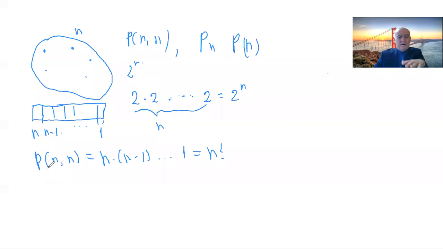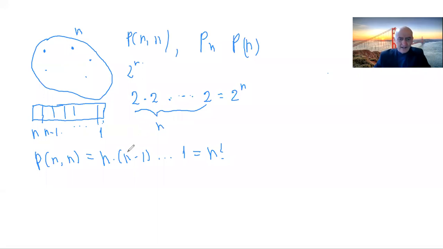So we now know what is the permutation of n elements. This is n factorial. And also we defined what is permutation. Let's repeat again: permutation is any possible ordering of n elements, n factorial. And also we know the number of all subsets of a set with n elements.